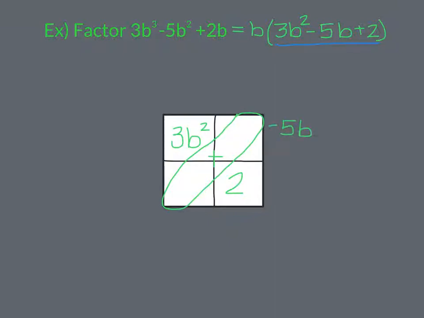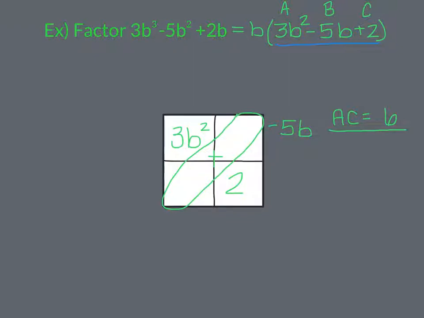Now, this one is different. We actually use a method called the AC method. Where it comes from is because a quadratic is usually ax squared plus bx plus c. So a times c is the AC method. In our case, we have 3 times 2, which is 6. Now, when we're factoring using the area model, we need two numbers that multiply to be our AC, which in our case is 6, but add to still be this negative 5. So let's go ahead and see what numbers we can find.